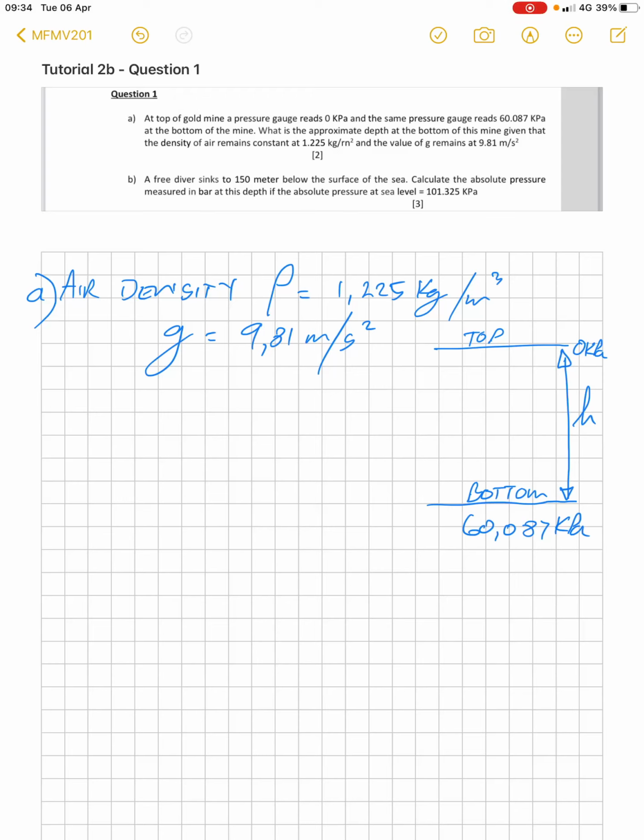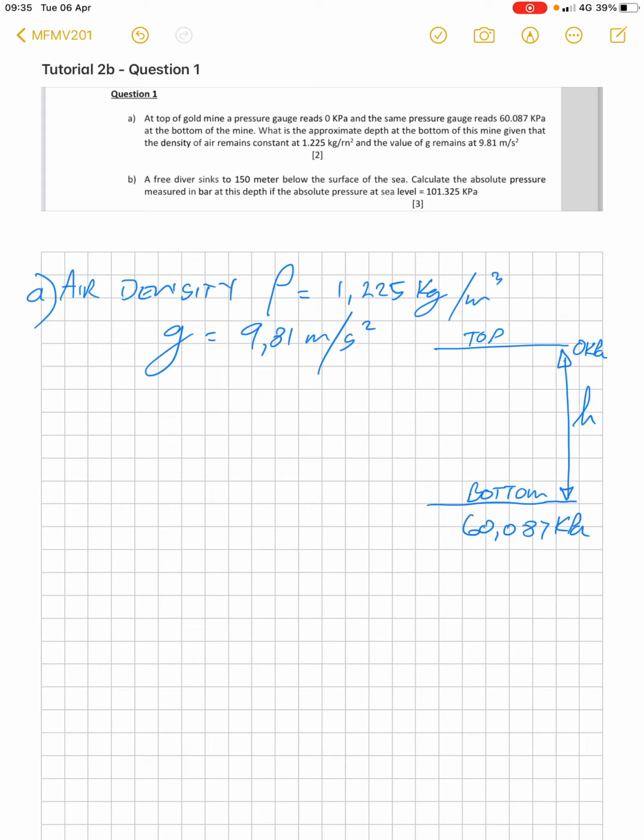Tutorial 2B, question 1, goes as follows. At the top of a gold mine, a pressure gauge reads 0 kilopascals, and the same pressure gauge reads 60.087 kilopascals at the bottom of the mine. What is the approximate depth at the bottom of the mine, given that the density of air remains constant at 1.225 kilograms per cubic meter, and the value of g remains at 9.81 meters per second squared?